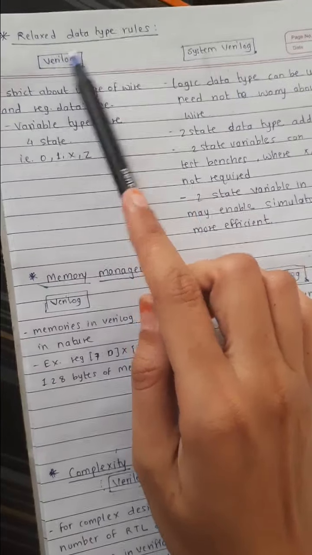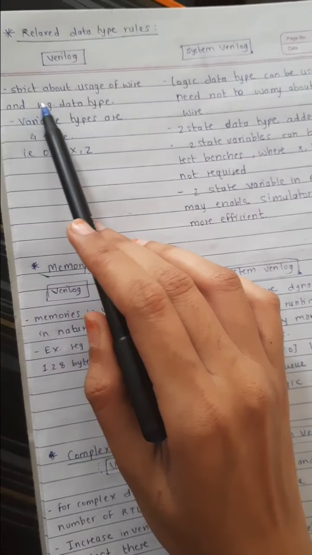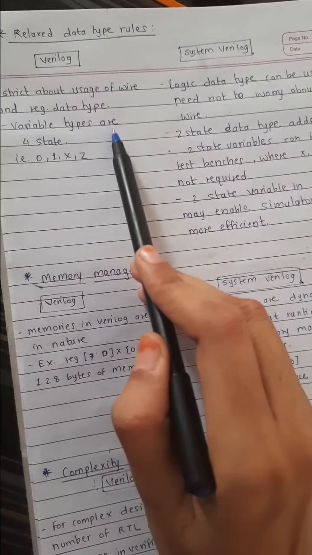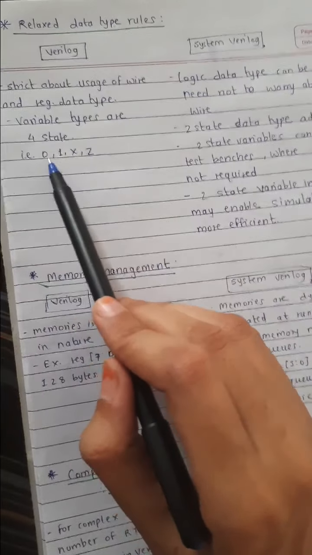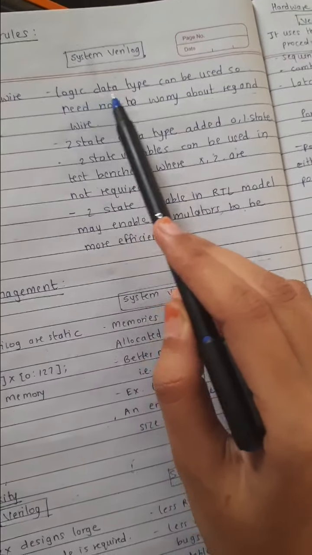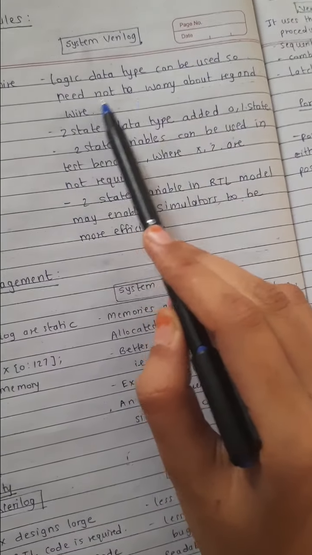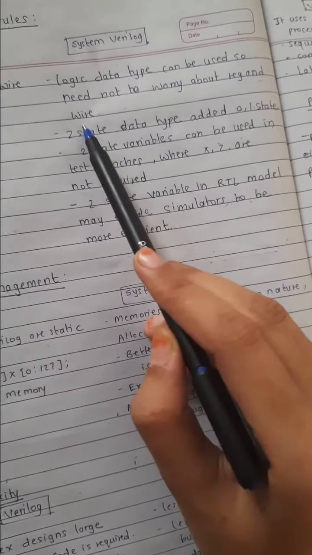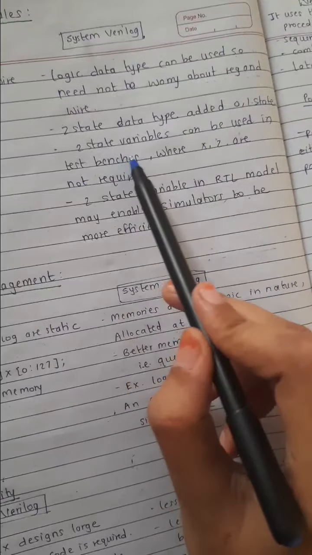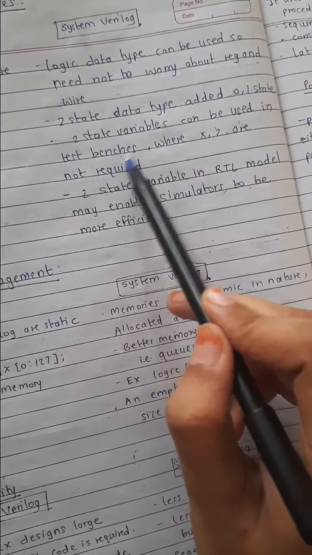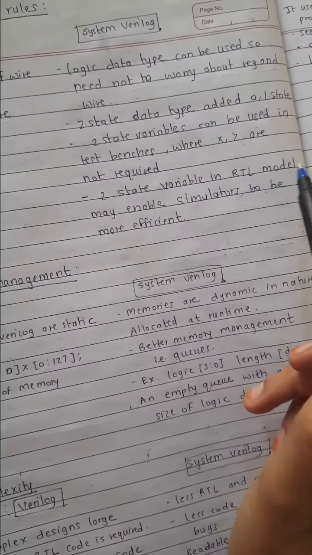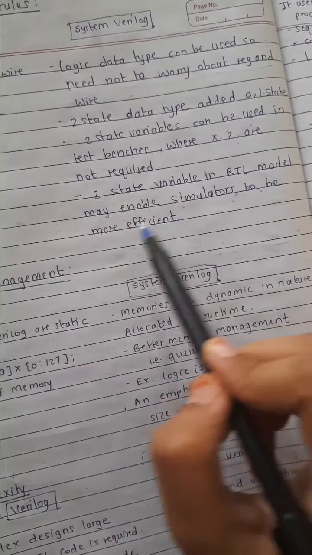Okay, so relaxed data type rules. In Verilog, it is strict about usage of wire and register data type. Variable types are 4 state, that are 0, 1, X and Z. In SystemVerilog, the logic data type can be used, so we need not worry about register and wire. 2 state data types are added, 0 and 1 state. 2 state variables can be used in test benches where X, Z are not required. 2 state variables in an RTL model may enable simulators to be more efficient.